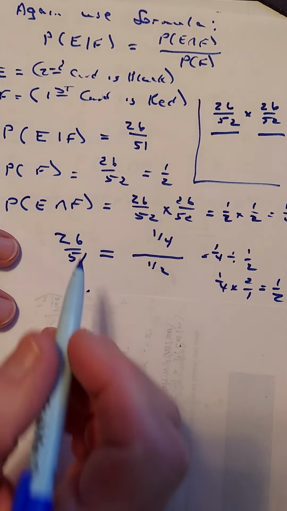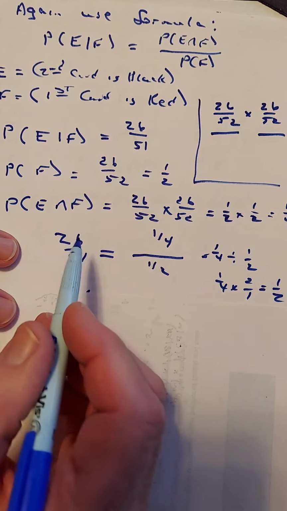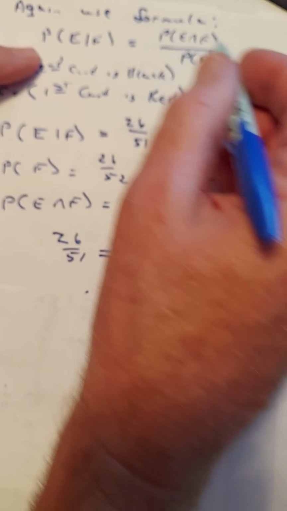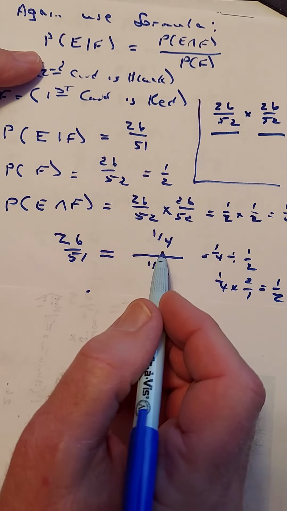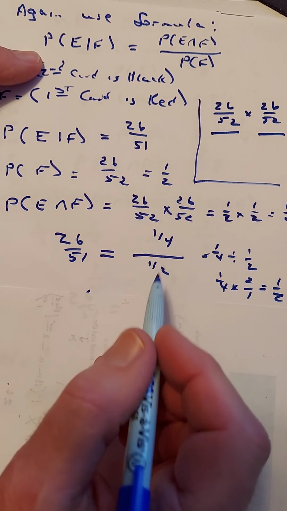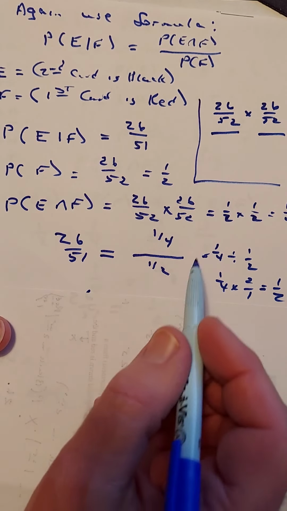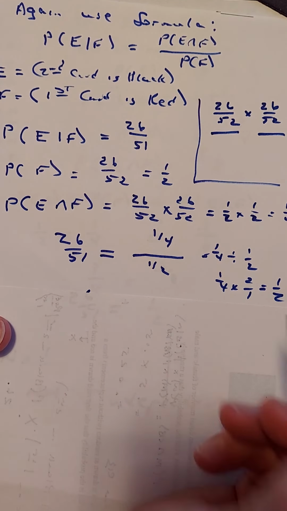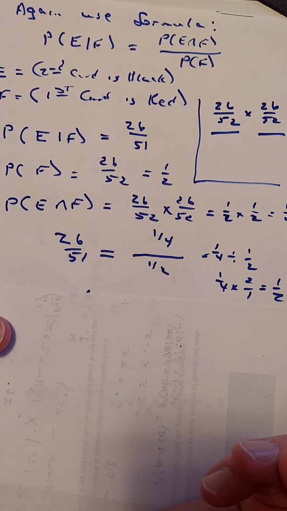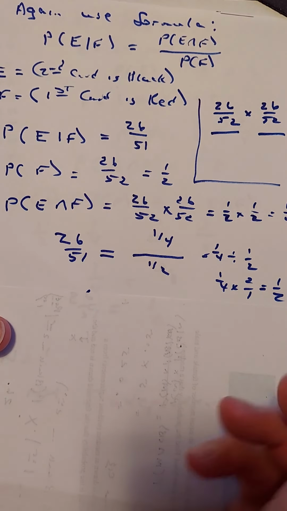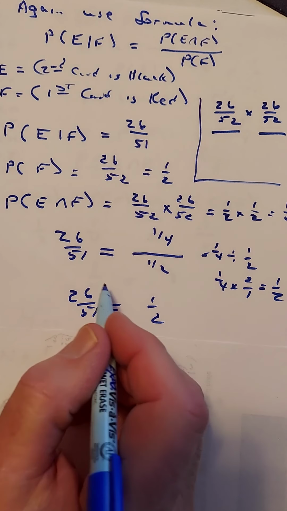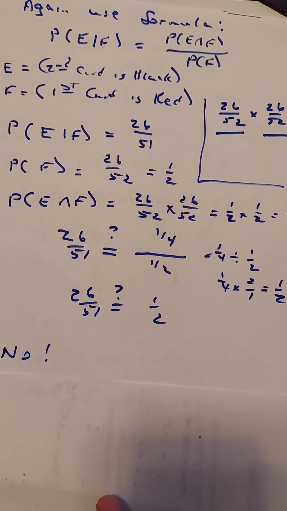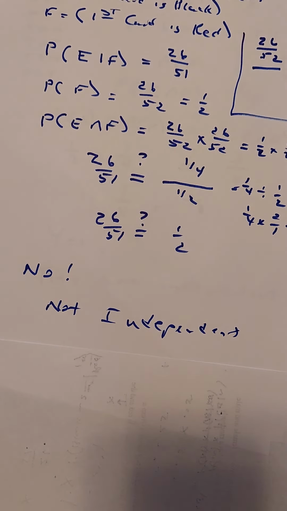Then you plug your numbers in. So the probability of E given F, that's 26 over 51. The probability of E and F, that's what I calculated here, so there's 1/4. And the probability the first card is red is 1/2. So if we simplify this one, that's 1/4 divided by 1/2. That's 1/4 times 2 over 1, which is 1/2. So is 26 over 51, is that equal to 1/2? And the answer is no. So that means they are not independent.